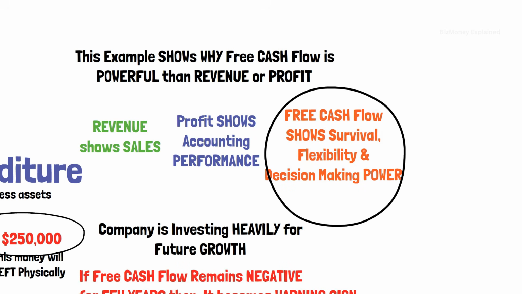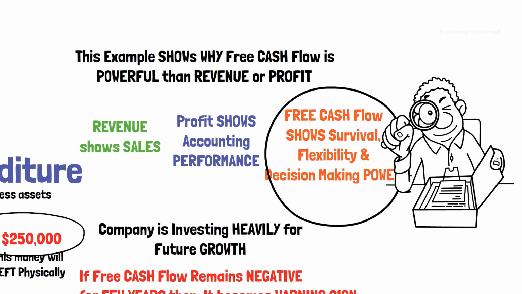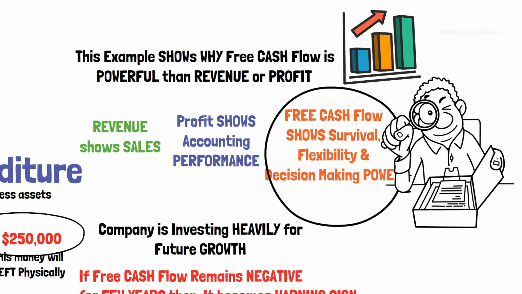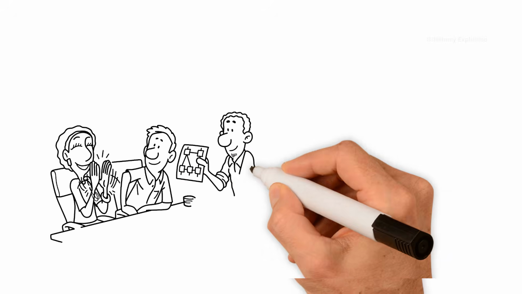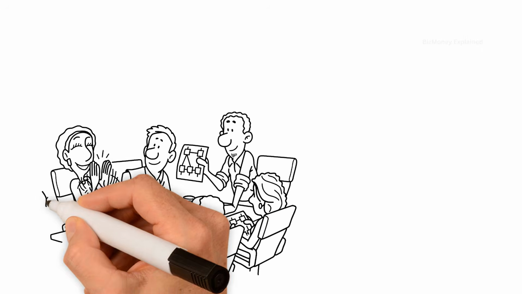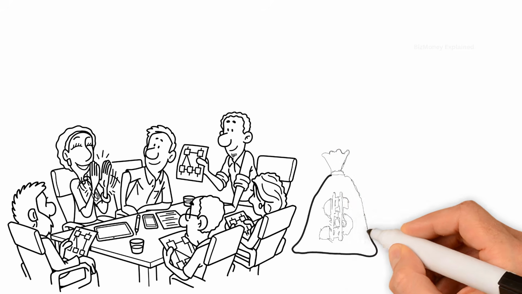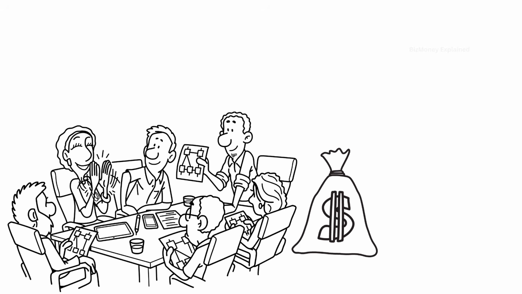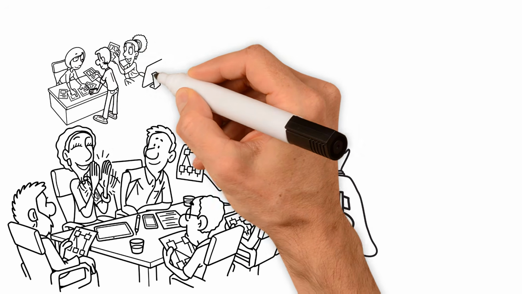Banks look at it before giving loans. Investors use it to value companies. Business owners rely on it to sleep peacefully at night. If you understand this one number clearly, you understand the real financial health of a business. Free cash flow is the purest measure of business financial strength because it shows how much real cash a business keeps after paying for operations and maintaining assets. It is not influenced by accounting tricks, revenue recognition, timing, or paper profits.